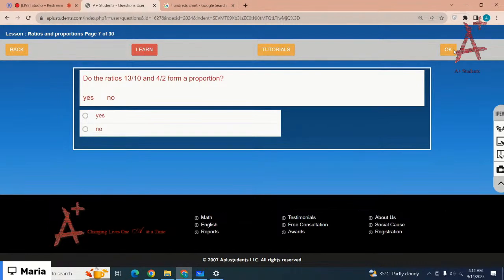Do the ratios 13 by 10 and 4 by 2 form a proportion? Which is the correct option? The correct option is no, they do not form a proportion, right? Very good. That would be no.